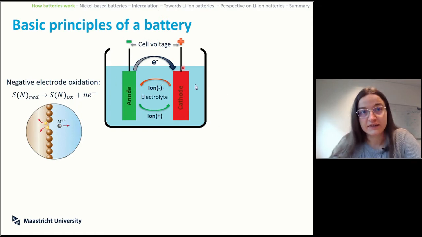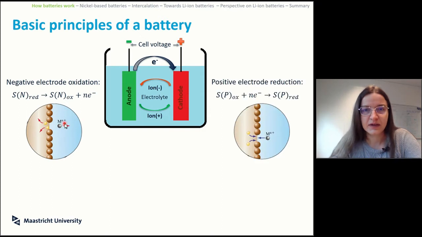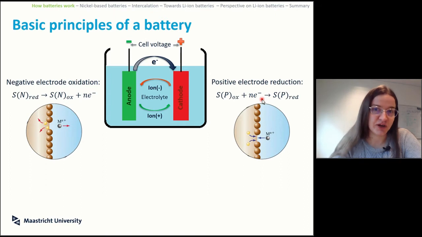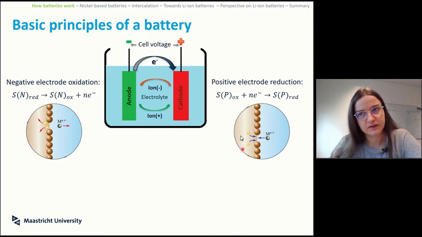On the other side, which is the side that is going to receive all the electrons made on this part, you have your positive electrode, and the positive electrode is the one where the reduction happens. So you have your material of the cathode that is going to accept electrons and accept whatever is coming from the outside.